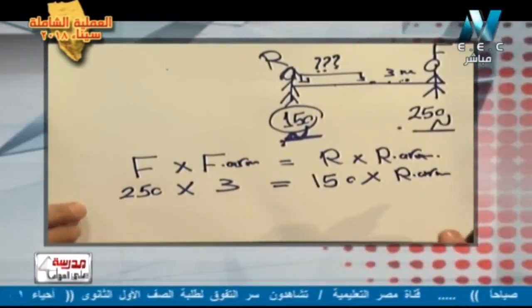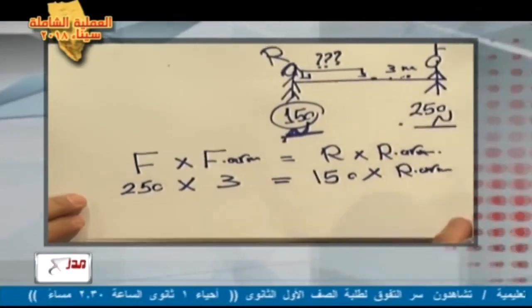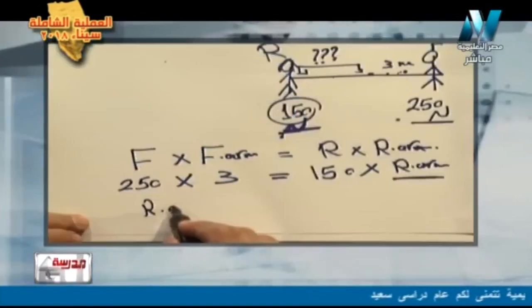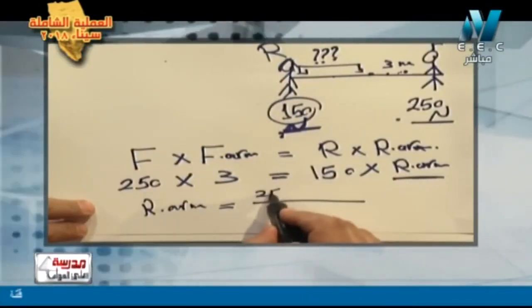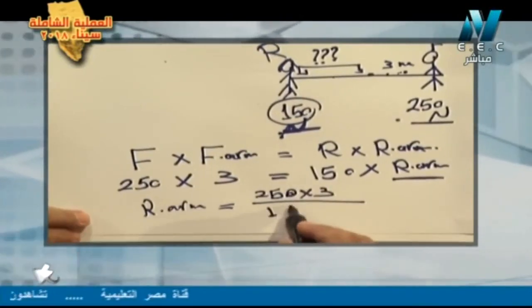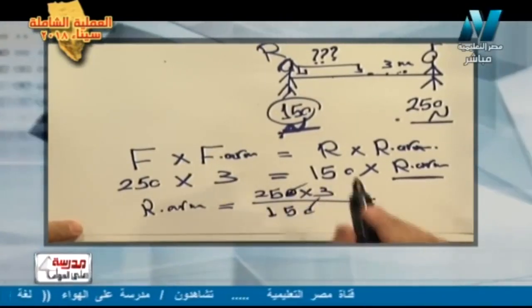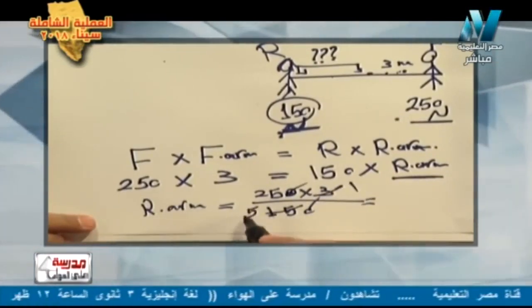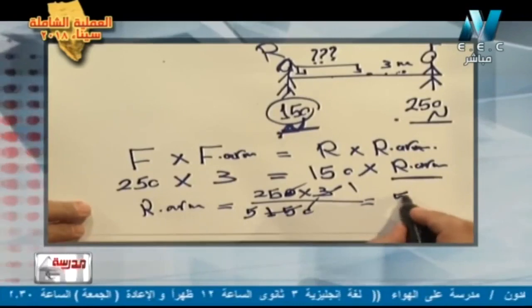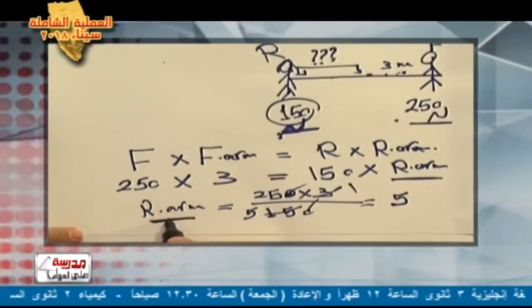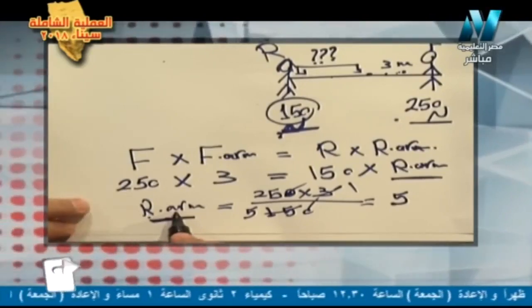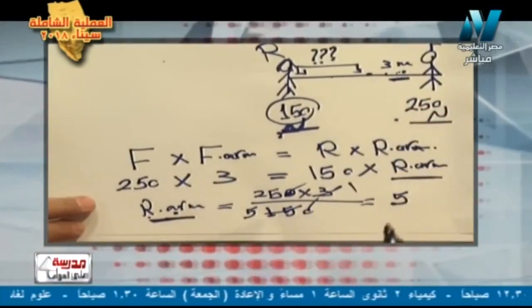Here is the first type of problem, which we are used to: finding the fourth value, the missing value. I have the effort force, effort force arm, and resistance, but I don't have the resistance arm. So how can I answer this problem? The resistance arm equals 250 by 3 divided by 150. So 0 with 0, 3 divided by 3 equals 1, so 25 by 5 equals 5. Five what? I said before several times, I write the same unit as the effort force arm, which is 3 meters. So it will also be 5 meters.